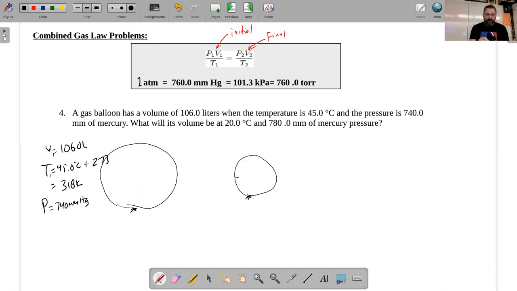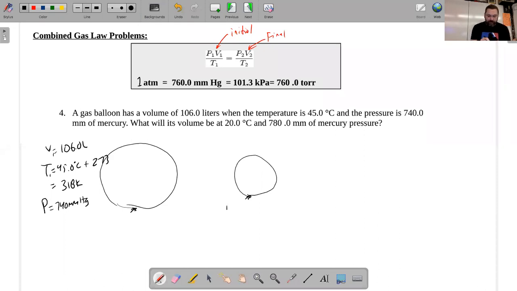And the volume decreases for two reasons. It decreases because the temperature drops and because the pressure rises. Now, it's possible that the volume could stay the same where the pressure goes down and the temperature goes down. But in this case, because you have both factors, both a decrease in temperature and an increase in pressure, you know right away you can expect the volume to be smaller.